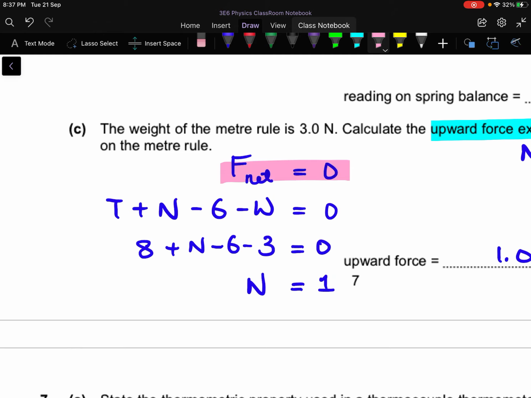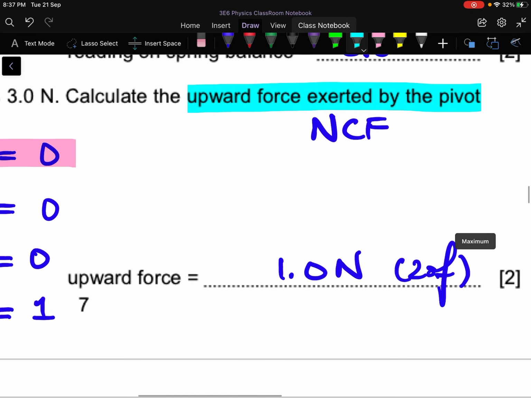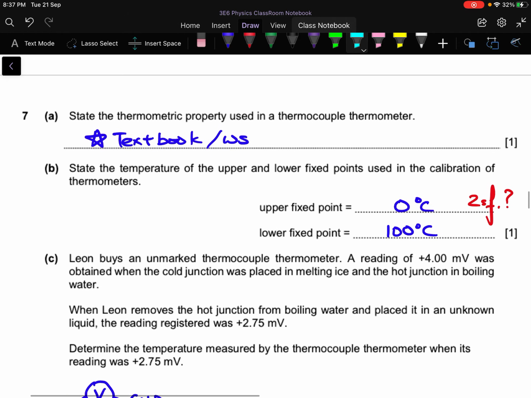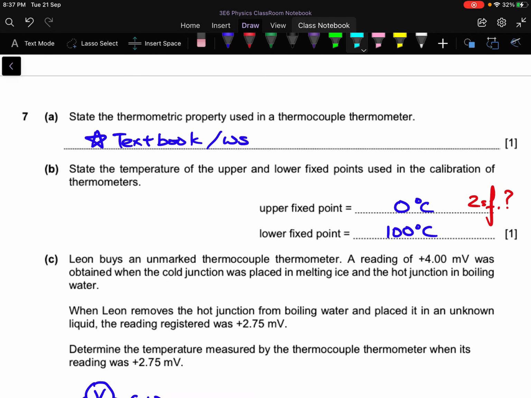Okay, F net equals to 0. All my upward forces must be cancelled out by my downward forces. So that's how you can get N. Remember 2SF. Okay, question 7. This one, please refer to your textbook.